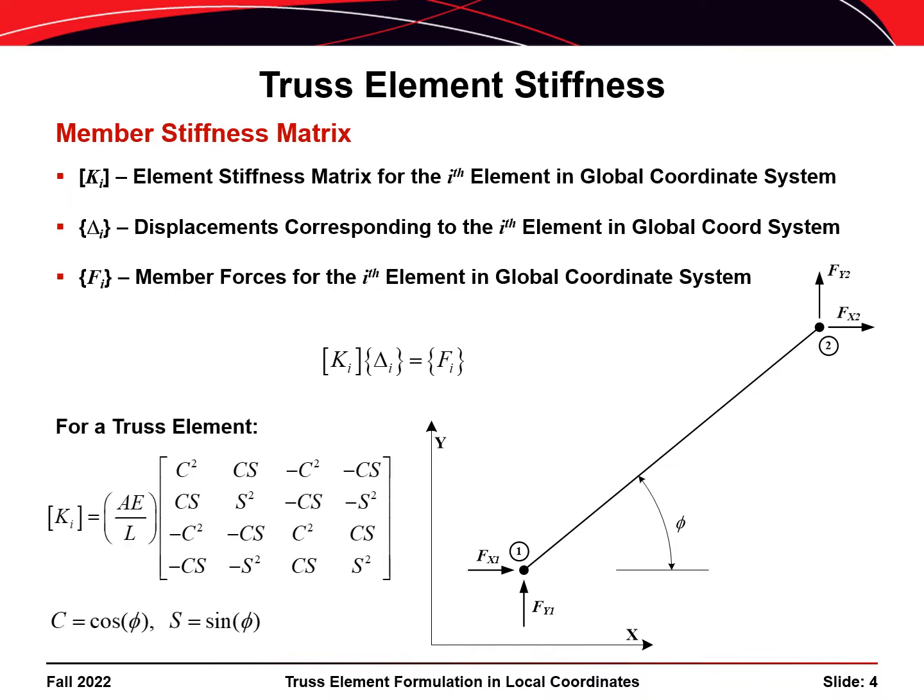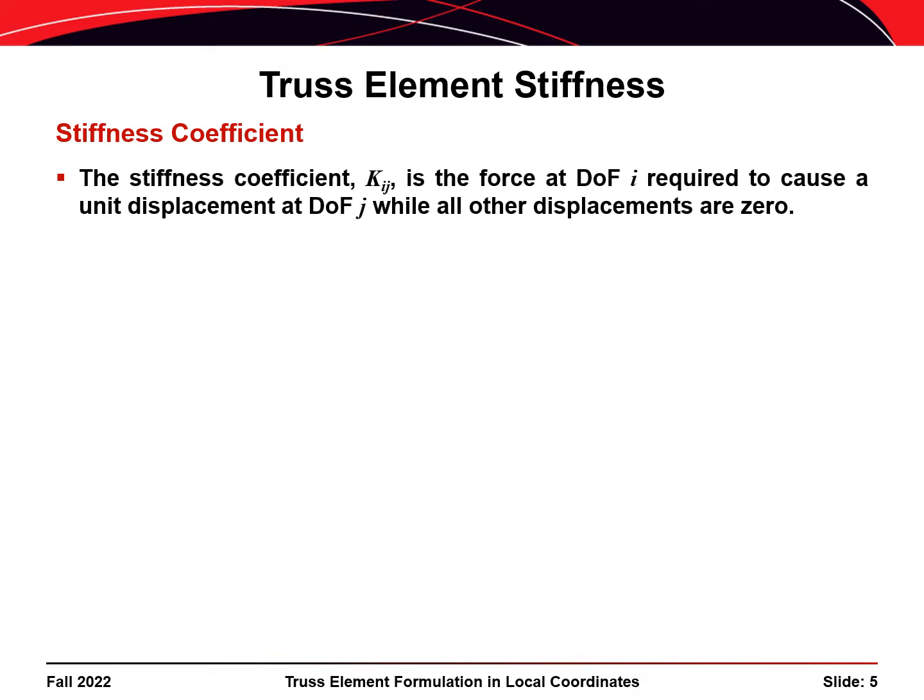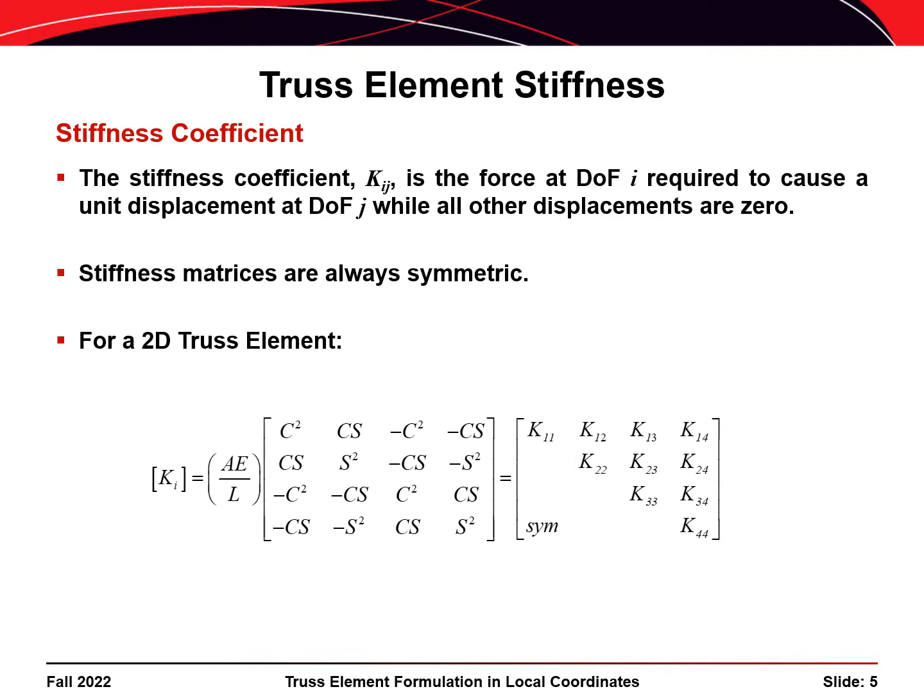The stiffness matrix for that truss element in global coordinates is defined as this, where C and S are the directional cosines for the member, where we have our displacement vector delta and our force vector F defined as shown here when we're working in the global coordinate system. Again, as a reminder, the stiffness coefficient K sub ij is the force at degree of freedom I required to cause a unit displacement at degree of freedom j while all other displacements are held at 0. The stiffness matrices are always symmetric, and the stiffness matrix for a truss element in the global coordinate system is defined as is shown here.